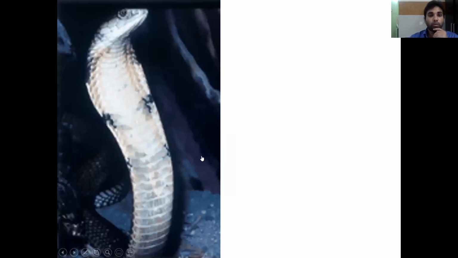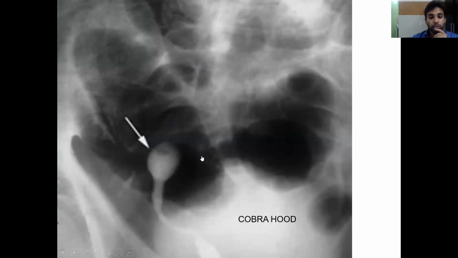Next one is the cobra head sign, cobra hood sign. The cobra hood sign, also known as spring onion sign, refers to dilatation of the distal ureter surrounded by a thin lucent line, which is seen in patients with an adult type ureterocele. The cobra head appearance indicates an uncomplicated ureterocele.